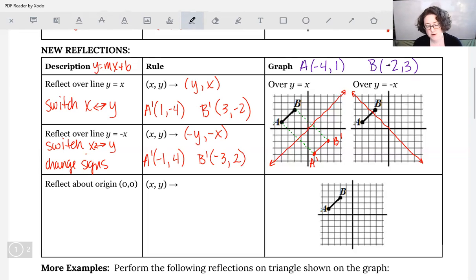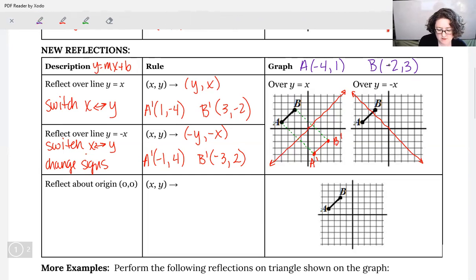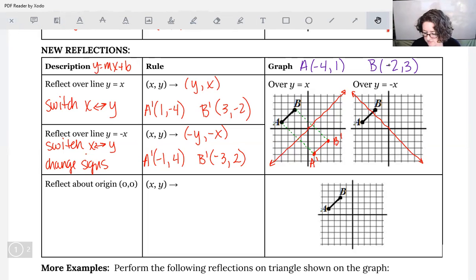So again, let's see if that works. So -1, +4. Actually, let me change colors so I can see the contrast with the red line. Let's put this in green. Okay, so -1, +4. There's our A prime. B prime is at -3, +2. B prime. It does overlap the line we started with, but you'll notice everything is still that same distance away from that red line, y equals -x that I drew.